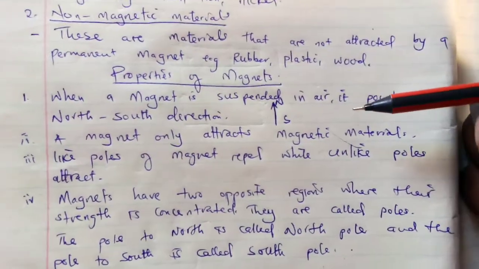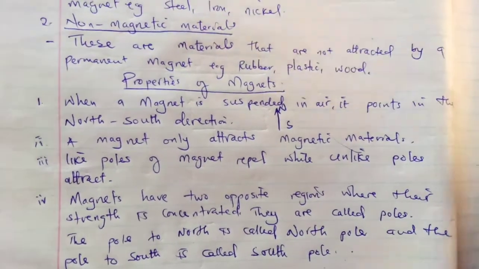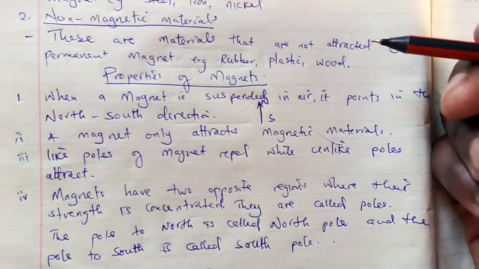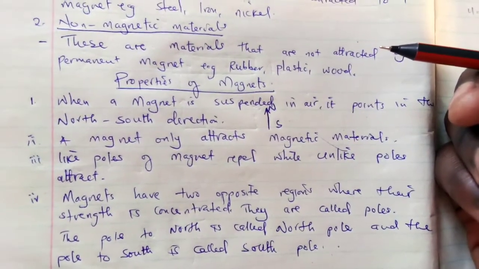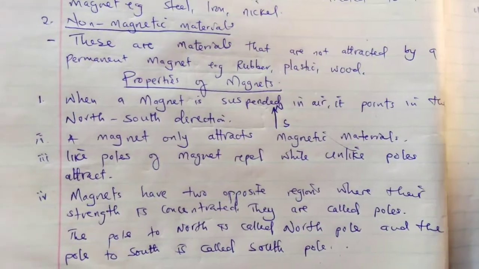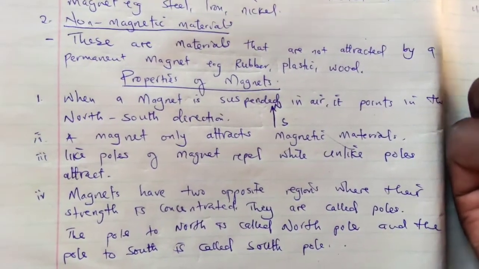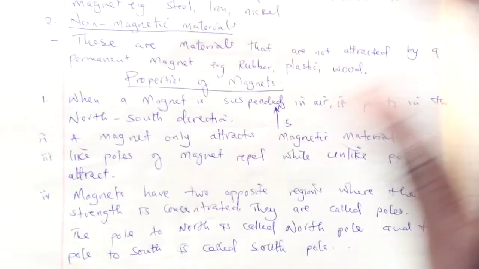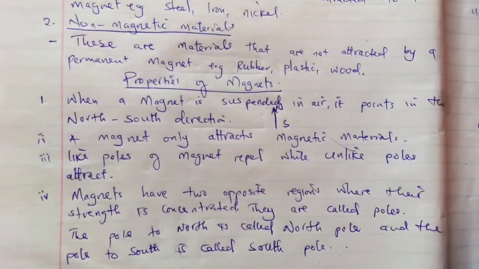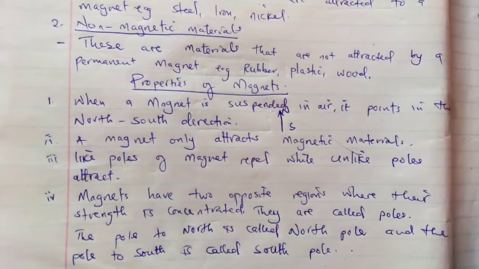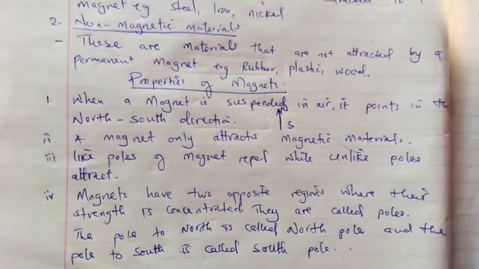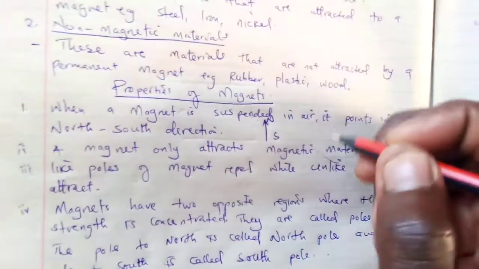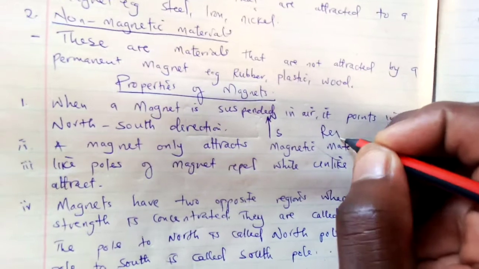The second property is a magnet will only attract magnetic materials. Meaning that if non-magnetic materials are brought near the magnet, none of the effect will be identified there. And in fact, the best way to test a magnet is use what is called repulsion.